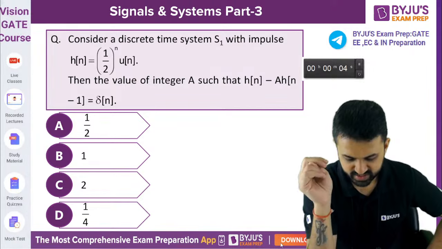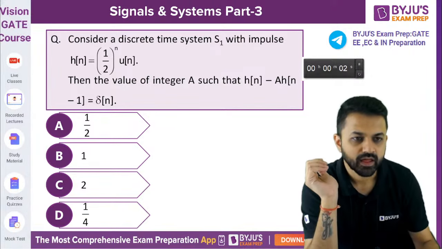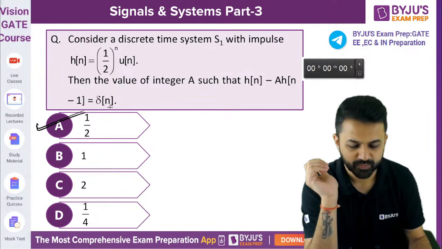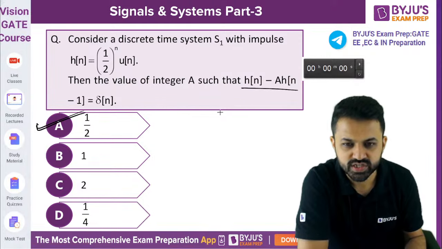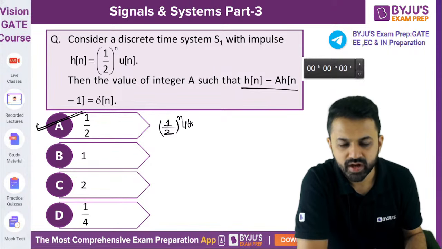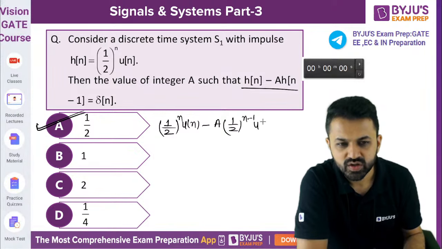Yes, so the right answer is option A only, correct? So if I go through the solution, then h of n, this is 1 by 2 to the power n un, minus a 1 by 2 to the power n minus 1 un minus 1 equal to delta n.